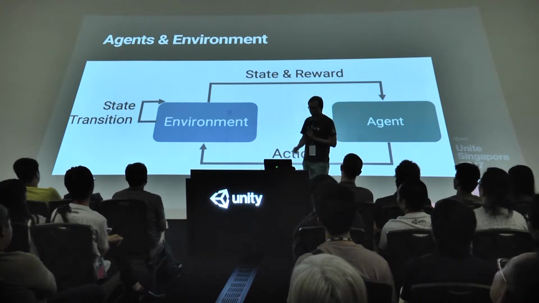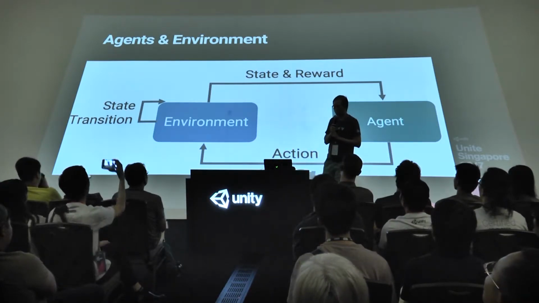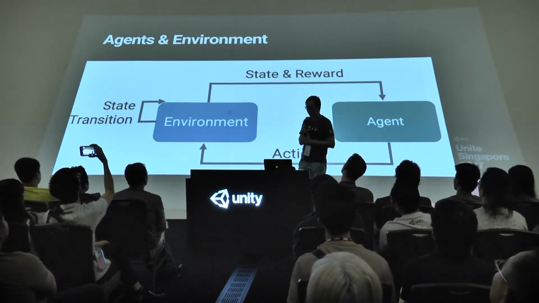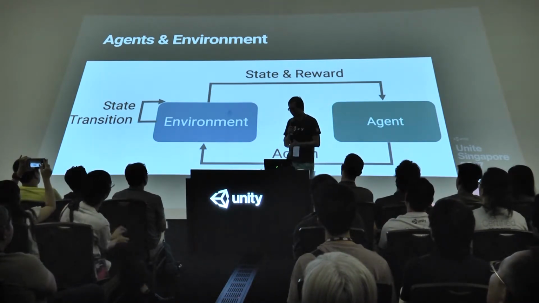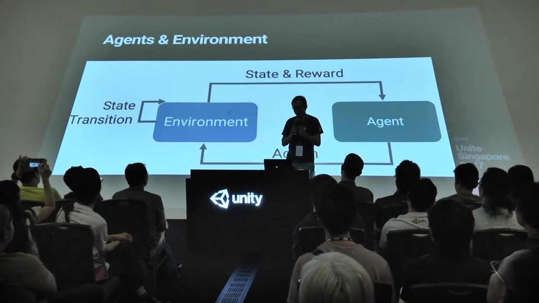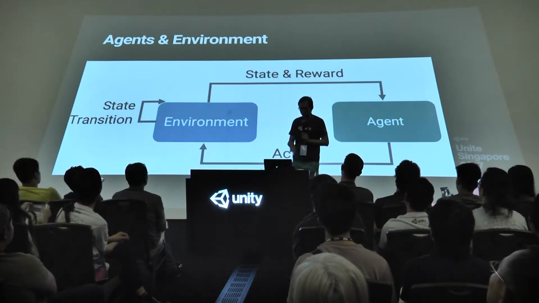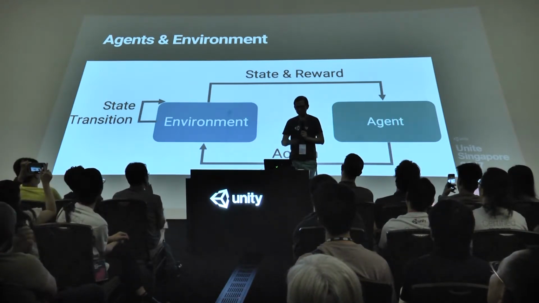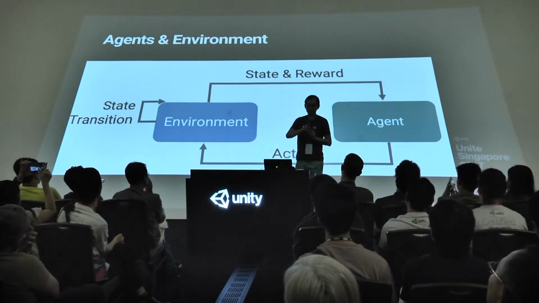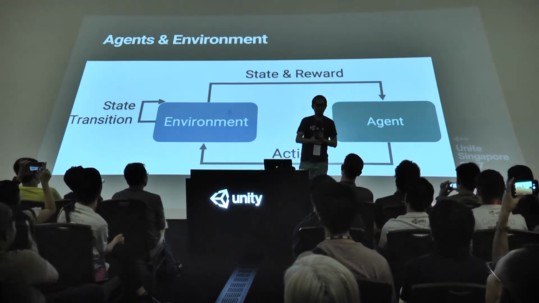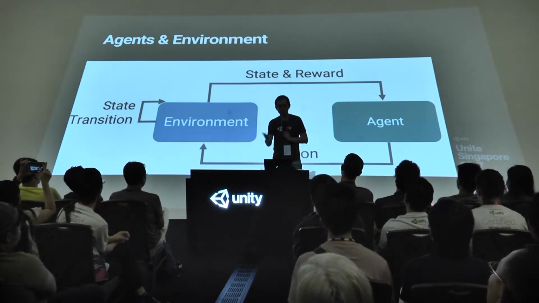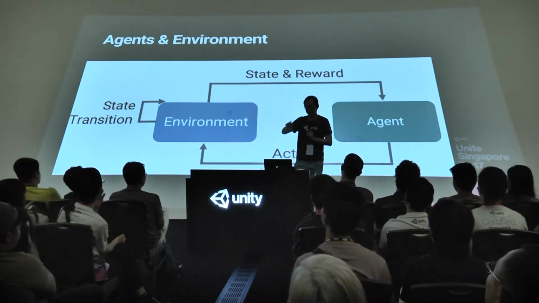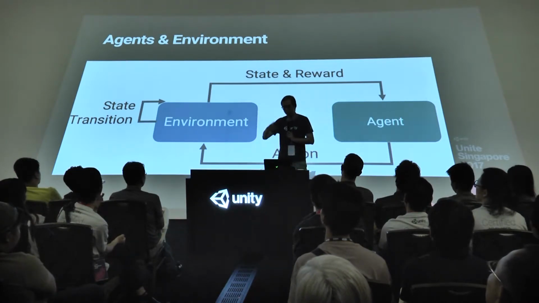So Unity's machine learning agent interacts with the environment. We call this reinforcement learning. So the agent decides on an action, and this changes a state in the environment, which will then give the reward to the agent, either a reward or penalty. So based on that, the agent will learn and improve on the action taken.